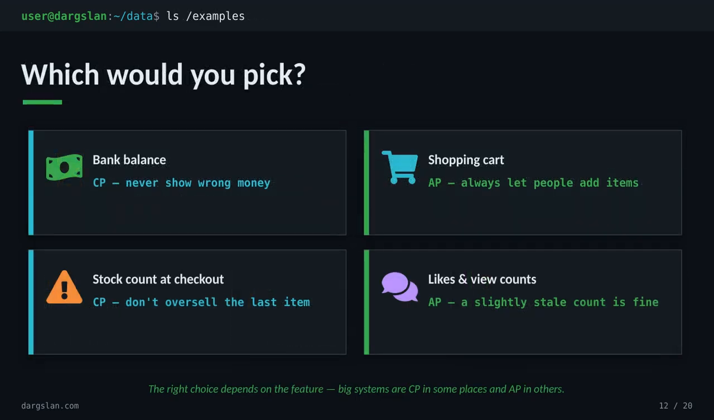So how do you actually choose? Think feature by feature. A bank balance has to be CP. You simply cannot show someone money that isn't really there. Same with stock at checkout. Overselling the last item is a real problem. But a shopping cart, keep it open for writes, always. That's AP, and likes or view counts. A slightly stale number is genuinely fine. Big systems aren't one or the other. They're CP in the places that matter and AP everywhere else.